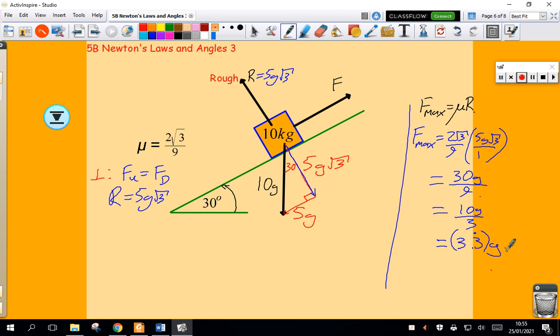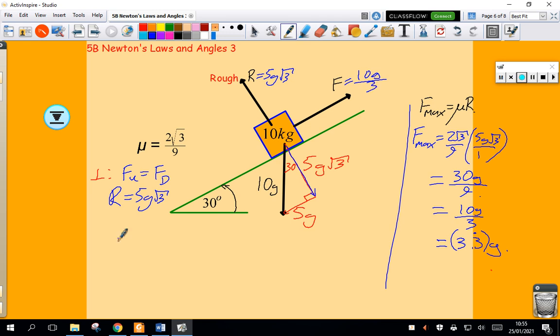And that's going to be opposing this force. Notice that's the most it can reach. If it could reach 5g, it would, but it can't. It can only reach this 10g over 3. That's the most it can get up to.